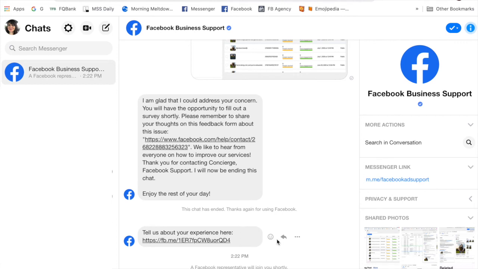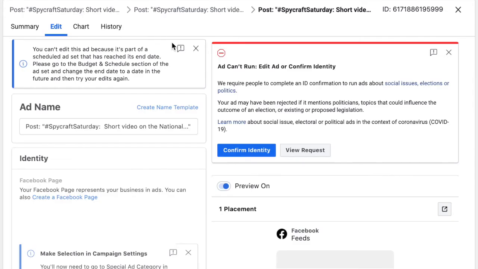So next we'll go over how to fix an ad that is actually a political ad, and even a human looking at it is going to say you need to change your language. So let's go see how we would do that. How would we get an ad approved that is a political ad?